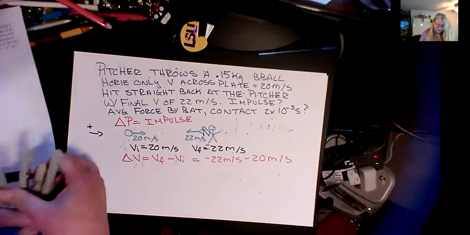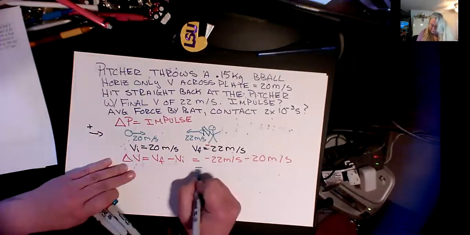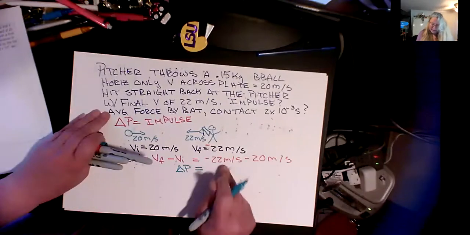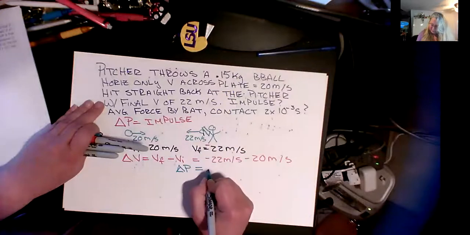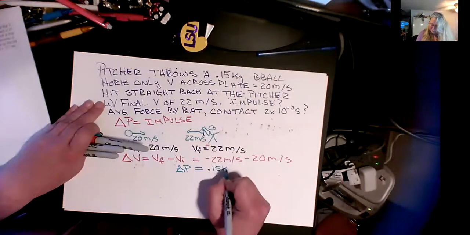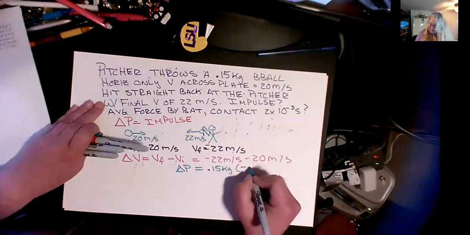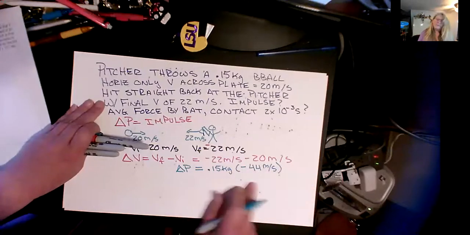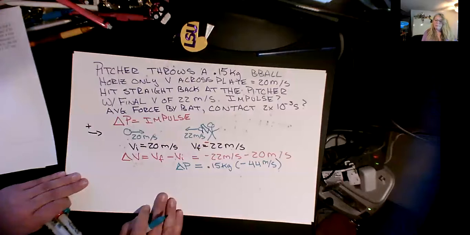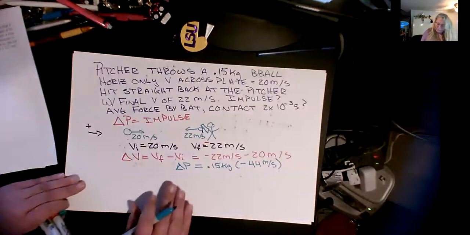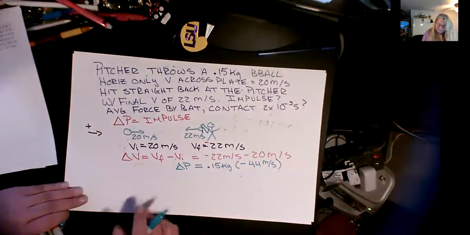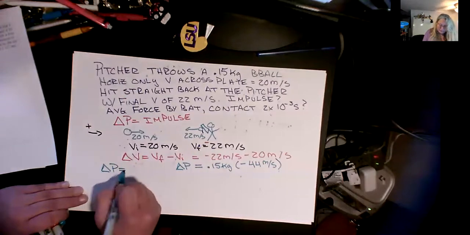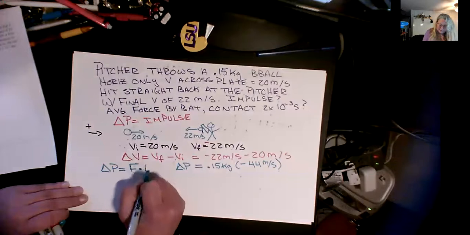So my change in momentum then is going to be my mass times that change. So this 0.15 kilograms times negative 44 meters per second. That's my change in momentum. Now, if I want to know what the force is, remember that we've defined the change in momentum, or the impulse, as being force times time.